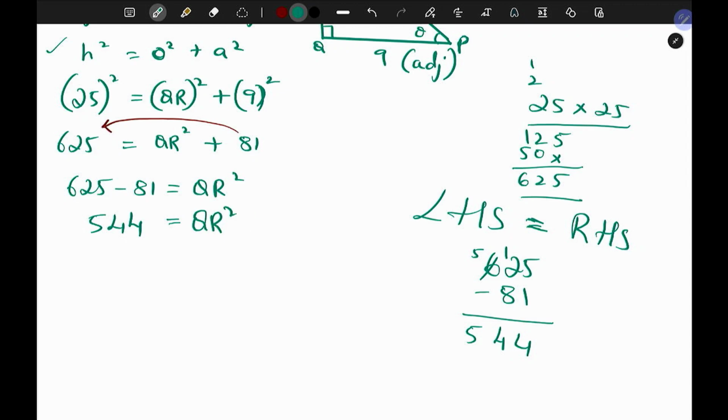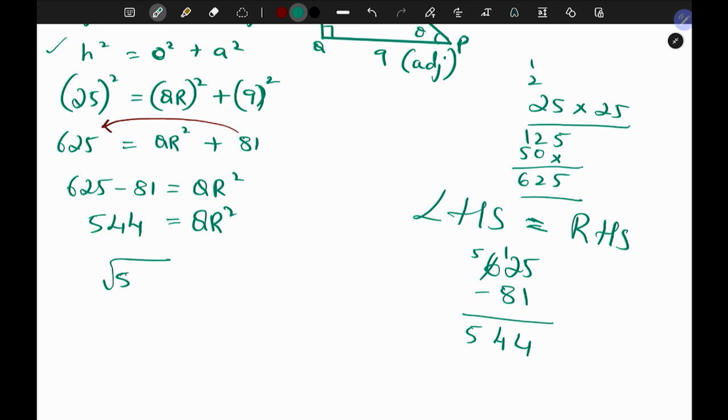Alright, now we've got QR square. We have to get rid of everything, and there must be only QR towards the side where QR is. So you get rid of the square as well. So how do you get rid of it? Simple. You shift it. So when you shift the square towards the left hand side, the square turns into root. Alright, and vice versa. If the root is shifted towards the right hand side, it becomes square. Plus shifted to the other side becomes minus. Minus becomes plus. Multiplication becomes division. Division becomes multiplication.